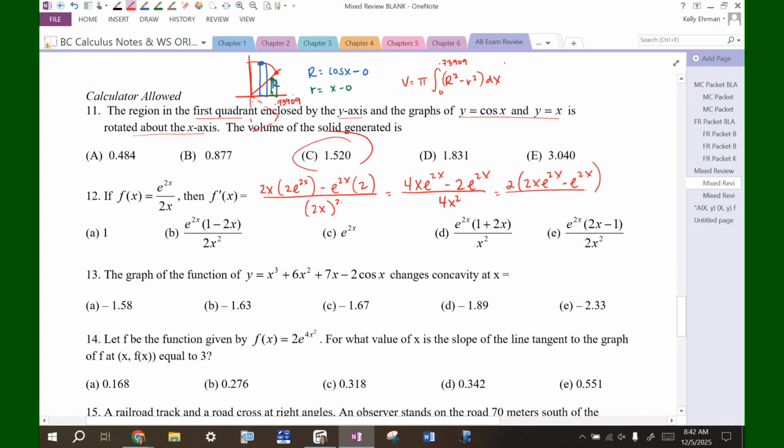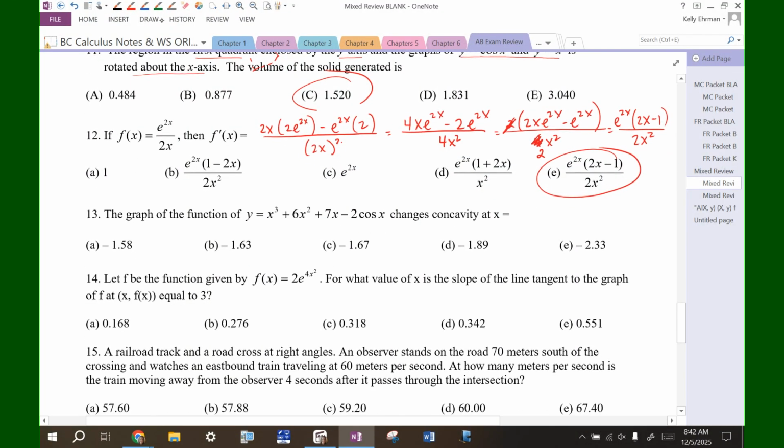Well, more than a 2, but whatever. That means that 2 can be taken out, and that becomes a 2. Okay, fine. We'll take an e to the 2x out. That gives me 2x minus 1 over 2x squared. That looks like option E. Be careful of the order. See how B is just the same thing but opposite subtraction. So the order does matter there.